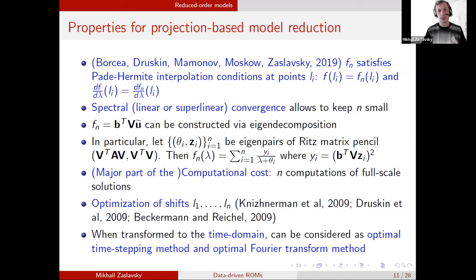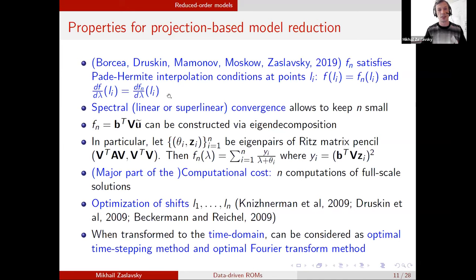Thanks to that, we obtain spectral, or linear or superlinear, convergence, that allows us to keep the size of the projection subspace n small enough. So essentially, the size of the reduced order model will be quite small. How small? We have certain theorems for that, but I'd better show numerical examples of how small it can be.